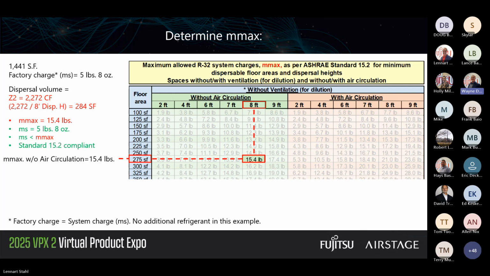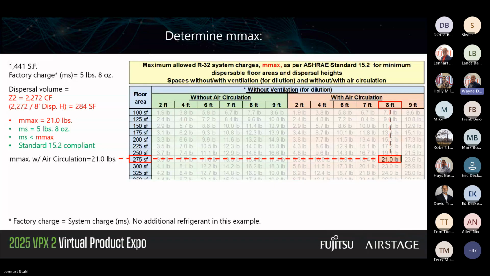And what do we say the system charge is? 5.8 pounds. So we're, what, 2.5 times the amount, just right out of the box, even with the multi-zone system. So hopefully this can help melt some of that fear that we have about performing these calculations and what to do with this information. I have an asterisk on the bottom that says the factory charge equals the ASHRAE term of system charge, known as MS. So no additional refrigerant in this example, but we'll take a look. Next slide.